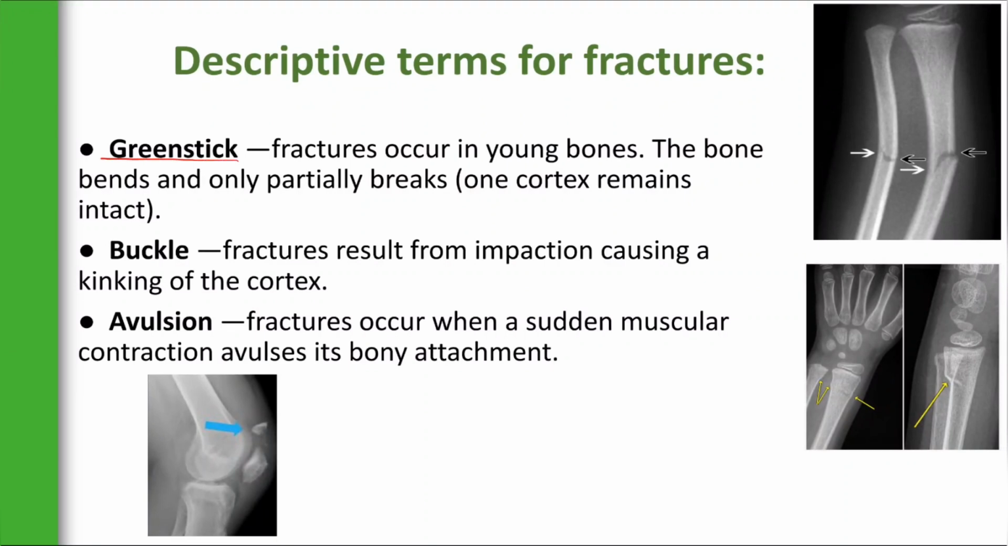We have greenstick fracture. Greenstick fracture usually occurs in young bone. The bone bends and only partially breaks. One cortex remains normal and the other cortex is fractured. We have buckle fracture. These fractures result from impaction causing kinking of the cortex.